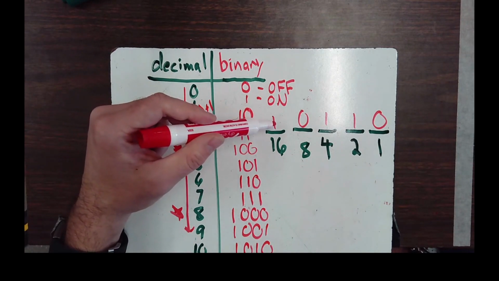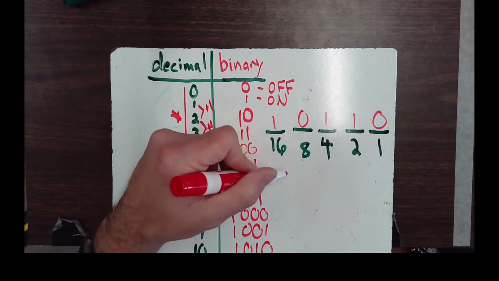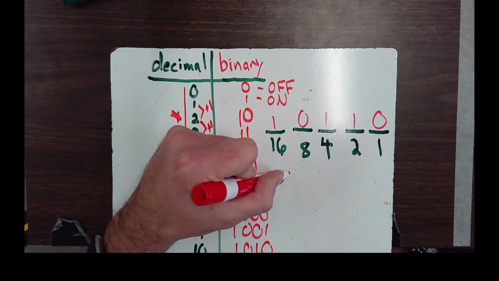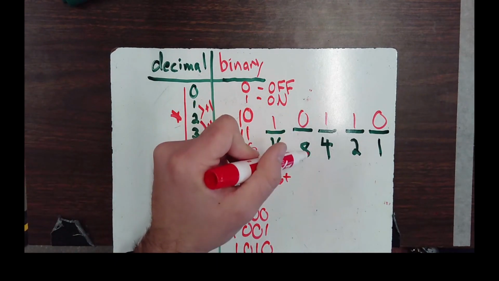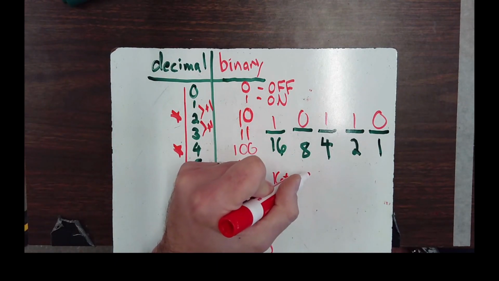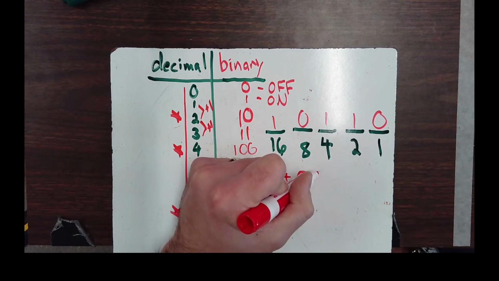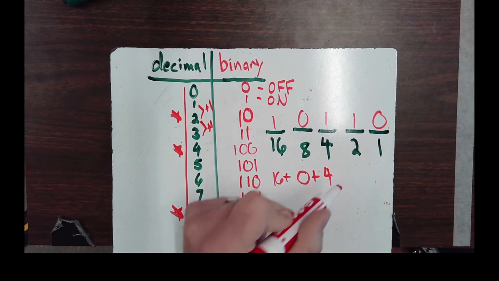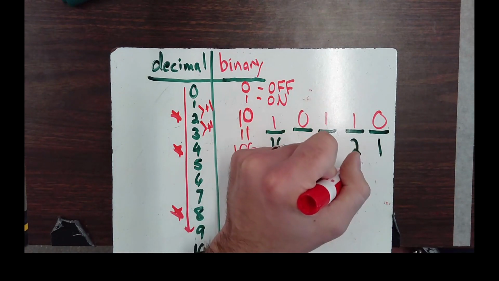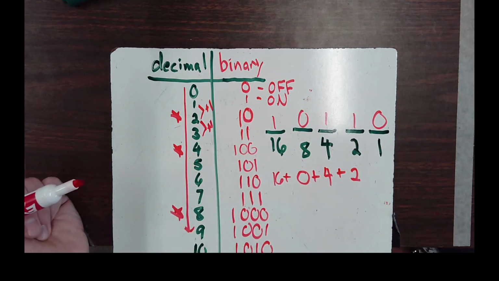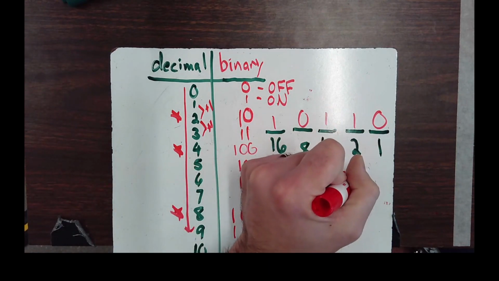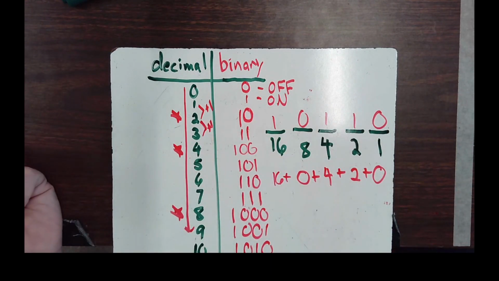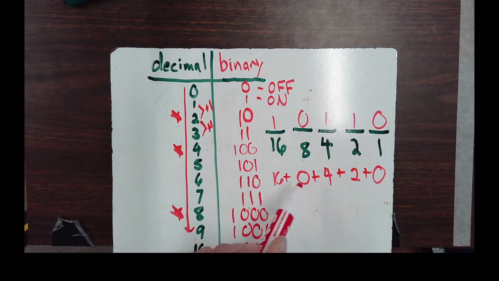Like this is telling me I have one group of 16, so I would write down 16, plus 0 groups of 8. Well, that means I don't have anything there, so I'll just write down a 0. Plus 1 group of 4, so I'd write down a 4 because I do have a group of 4. Plus 1 group of 2, so I would write down a 2. Plus 0 groups of 1, so I would write down plus 0, right? Because that's telling me I have nothing. So this is really 16 plus 0 plus 4 plus 2 plus 0.